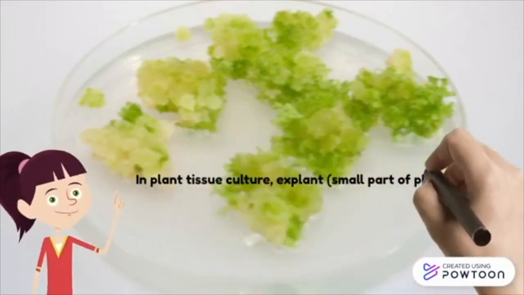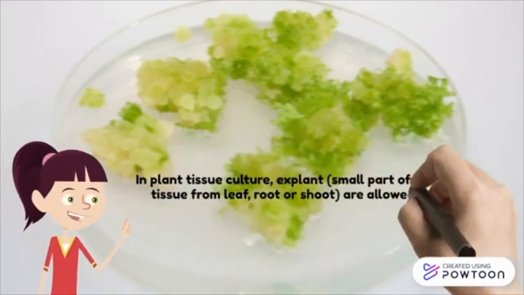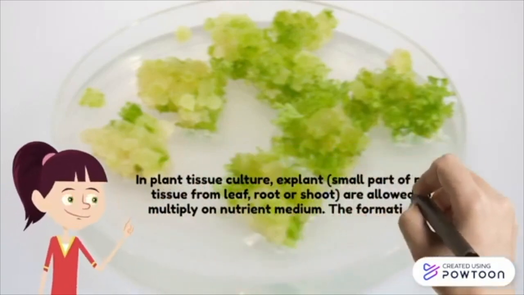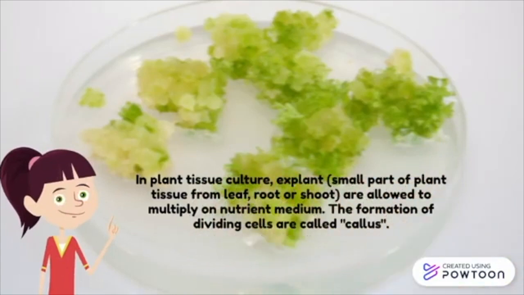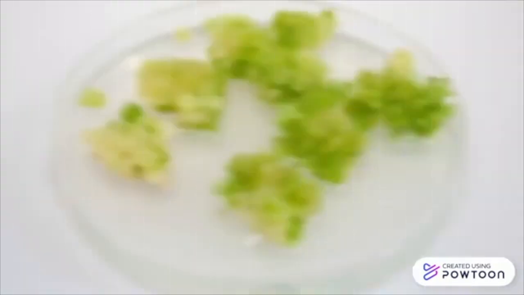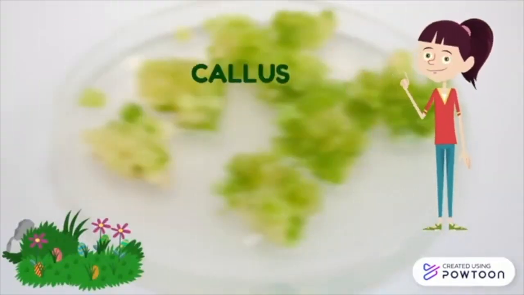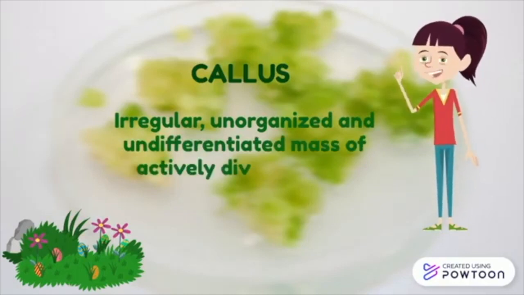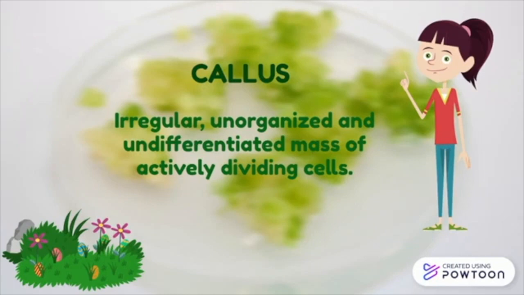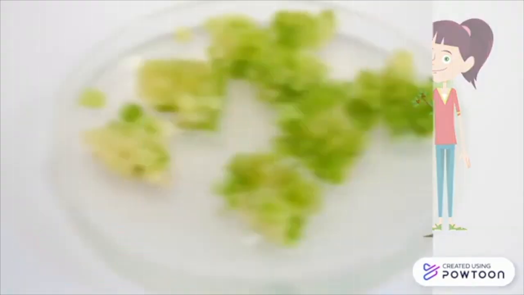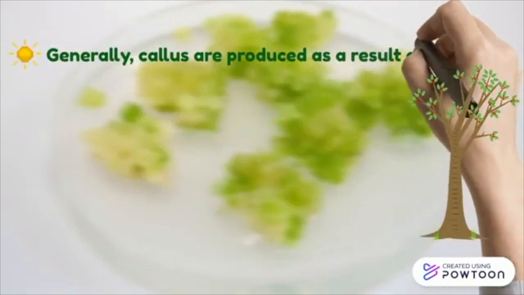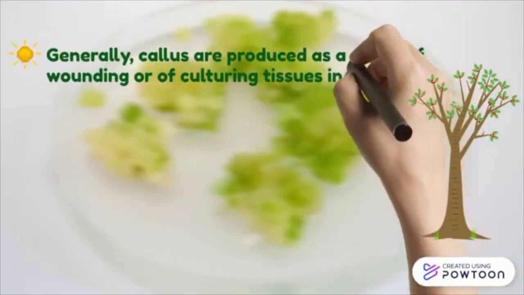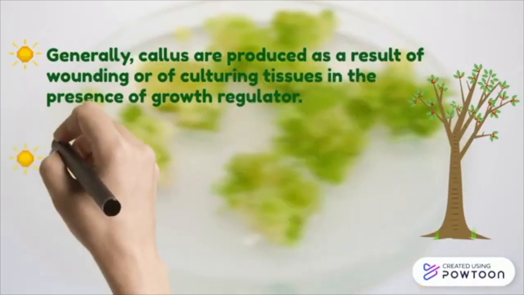In plant tissue culture, explants, small parts of plant tissue from leaf, root, or shoot, are allowed to multiply on nutrient medium. The formation of dividing cells is called callus. Callus is known as an irregular, unorganized, and undifferentiated mass of actively dividing cells. Generally, callus is produced as a result of wounding or of culturing tissues in the presence of growth regulator.